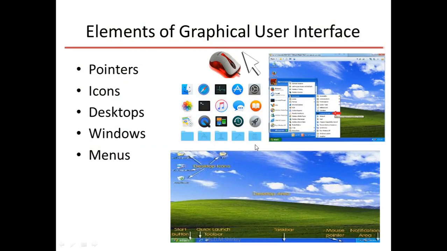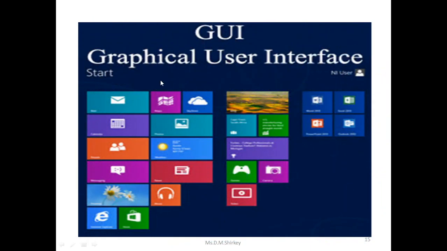The elements of a graphical user interface are pointers, icons, desktop, windows, and menus, in which pointers are this one, and desktop is nothing but this one. These are different menu icons, these are different menus. So these are the key elements of a graphical user interface. This is a GUI.